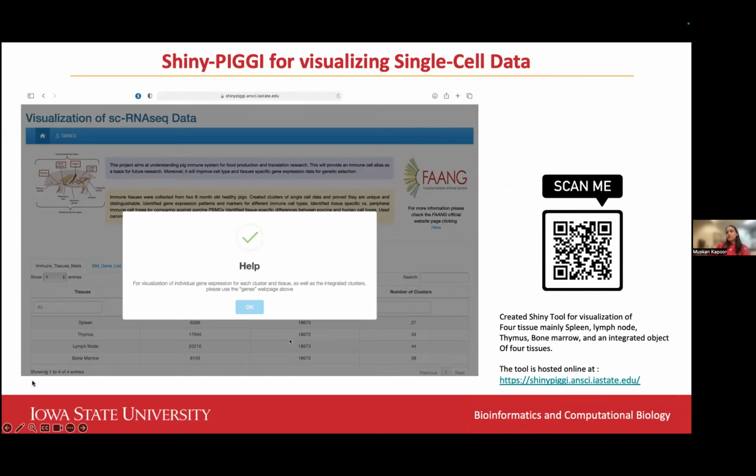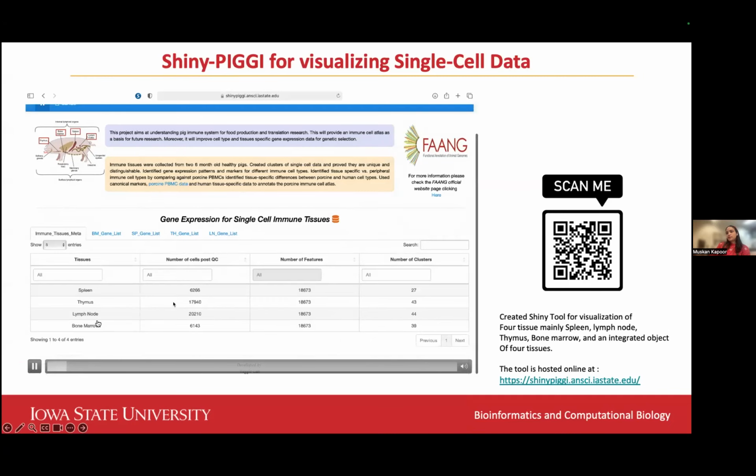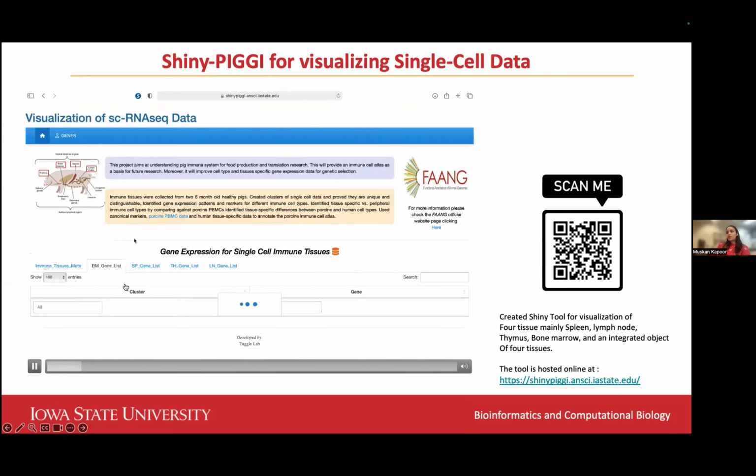So this is a small video. As you can see, the first is the metadata for this particular tissue, which shows the 4 tissues, number of cells post-QC, number of features, and number of clusters. And then along with other metadata, for example, the bone marrow gene list, which shows the cluster of every cluster of bone marrow tissue and genes listed with that. You can also see the spleen, thymus, and the lymph node gene list and the link to the paper.